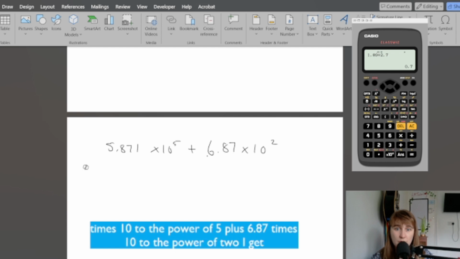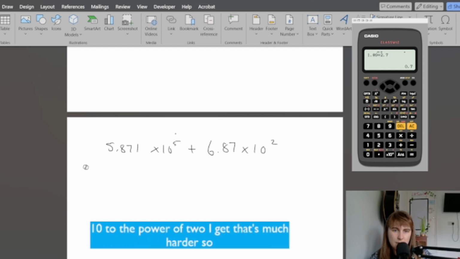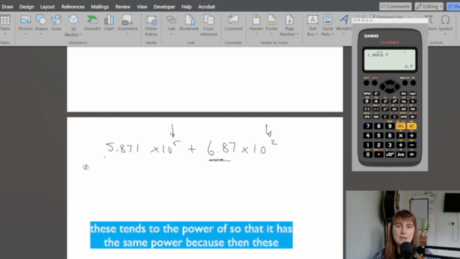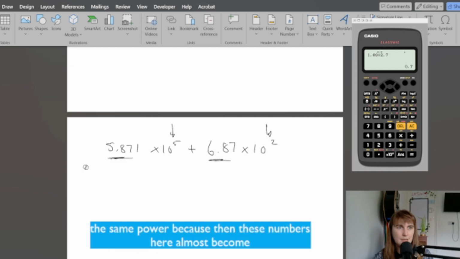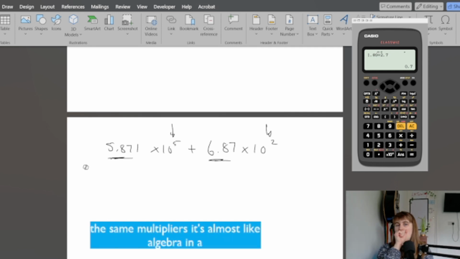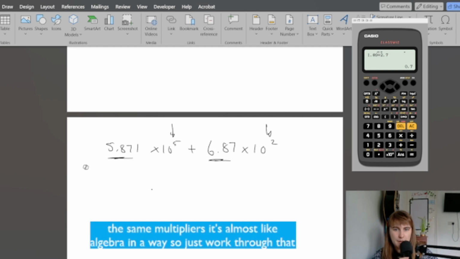Okay, that's much harder. So what we're going to do here is we're actually going to convert one of these 10 to the power ofs so that it has the same power, because then these numbers here almost become coefficients in like the same multiplier. It's almost like algebra in a way. So I'll just work through that and kind of explain how we go.